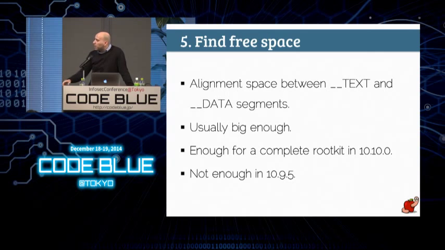And the easiest way is to compute the free space between the header and the text sections. Usually it is big enough for loading a rootkit. For example, it's big enough in Yosemite. You can put a full rootkit there. It's a few pages of alignment space. In Mavericks, you cannot do that. But you have like 2 or 3 pages, enough to use a shellcode for that.